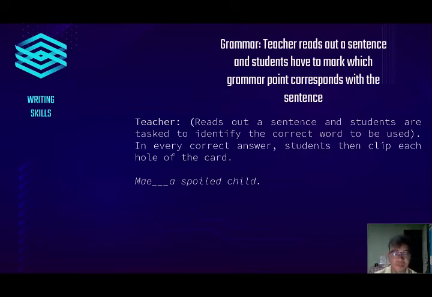For example, the teacher will read this sentence: May blank a spoiled child. What could be a better answer to supply this sentence? It could be "is." So, May is a spoiled child. The students will try to find the word "is" on their bingo card and cross it out.